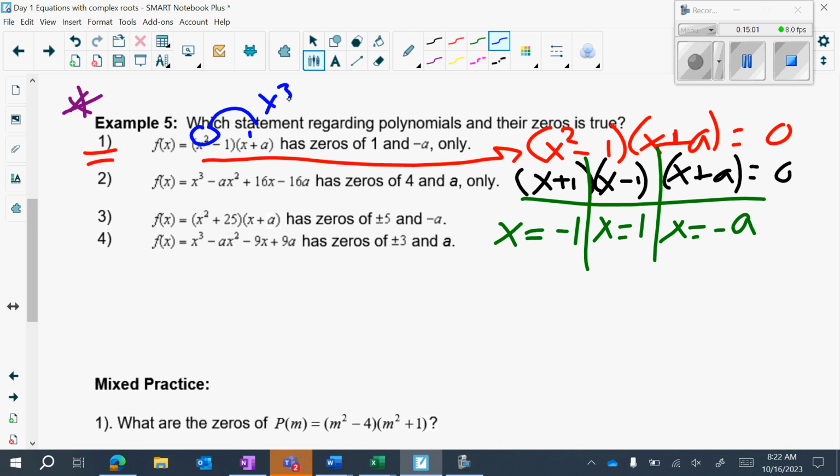So this says it has zeros 1 and negative a only. This is basically neglecting the fact that there was a 1 and a negative 1 here. So this one is out.